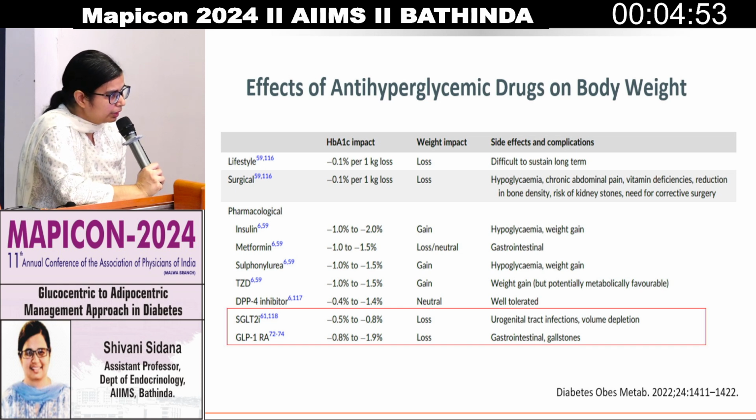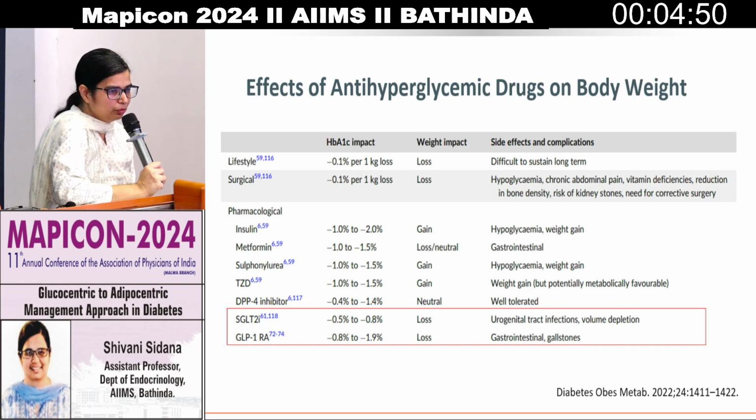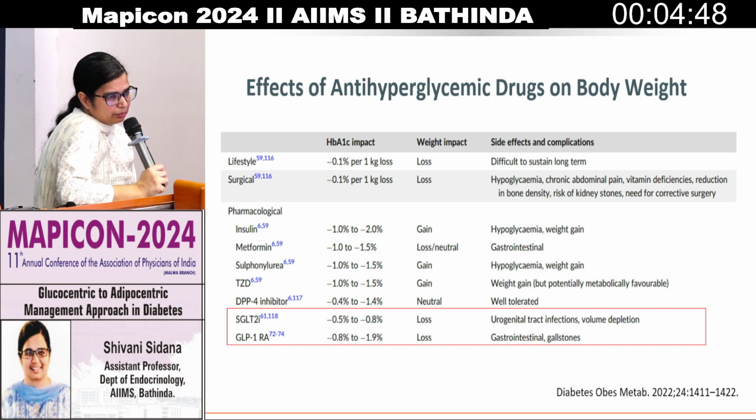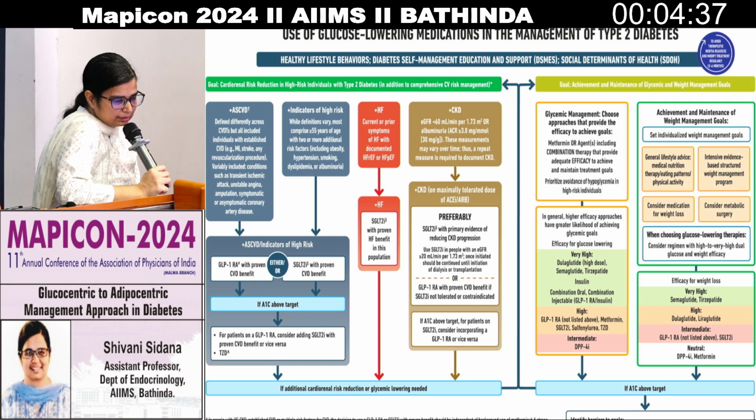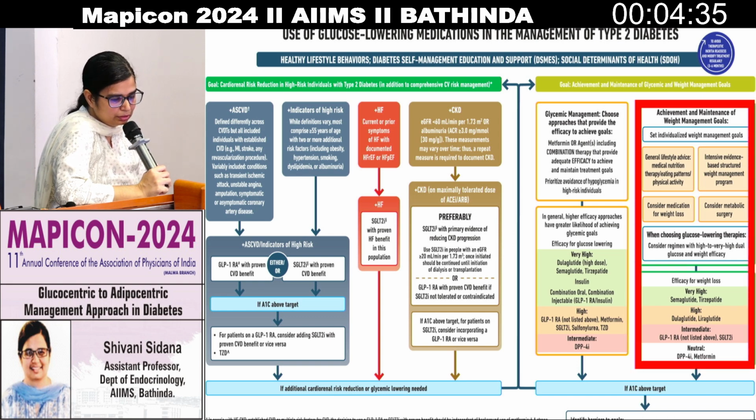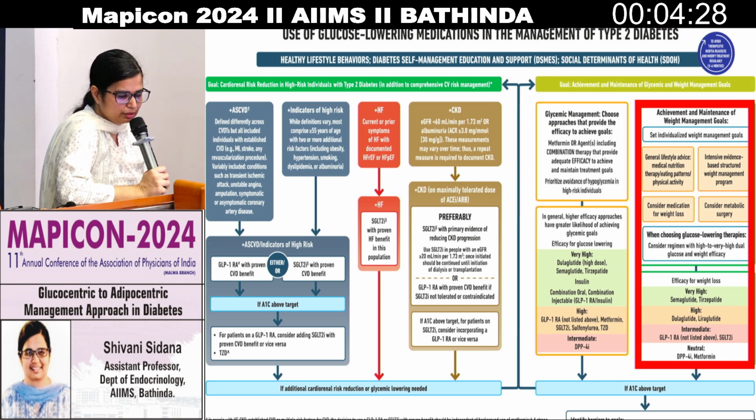So we know we have a lot of medicines to treat diabetes, but some are weight neutral, some cause weight gain, and some cause weight loss. So our preference should be to choose the medicine wisely. Even the guideline says that the first goal of treatment should be weight management in the patient with diabetes, so that we can achieve remission of diabetes, and the choice of medication depends upon their efficacy for weight loss.